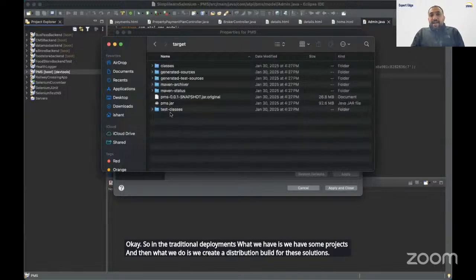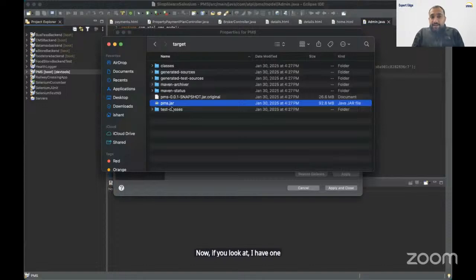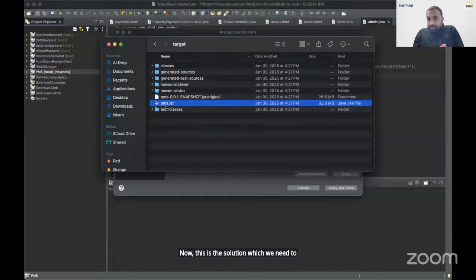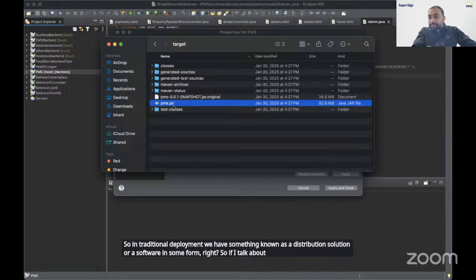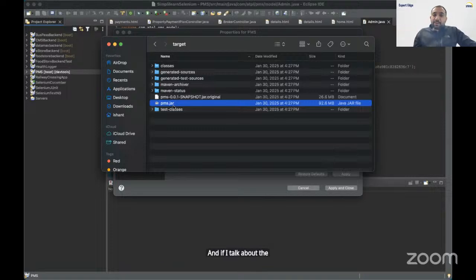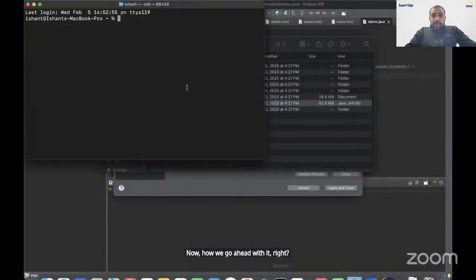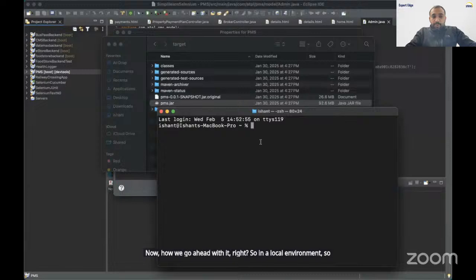Now, if you look, I have one project, and you'll notice that we have a jar file by the name of pms.jar. This is the solution which we just need to upload on the server and run, and then it becomes accessible to the clients. So in traditional deployment, we have something known as a distribution solution or software in some form, right? If I talk about Java, it's a jar file. And if I talk about Node.js technology stacks, then there is a distribution folder which gets created when we do a build. Now, how do we go ahead with it, right? So in a local environment, consider this is my local environment.